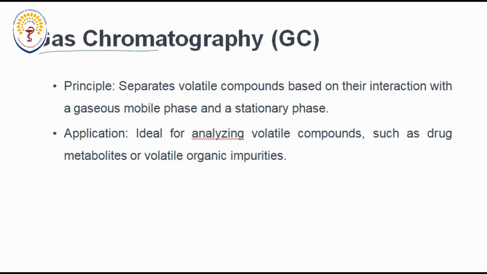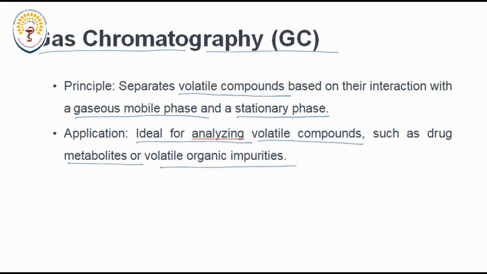Now gas chromatography is also a modern technique. It is basically used for the volatile compounds. The basic principle of separation is the same. There is a stationary phase in which the compound is kept, and there is a gaseous mobile phase. The gas is passed through the stationary phase and it will carry away all the volatile components. So it is ideal for analyzing volatile compounds like drug metabolites or volatile organic impurities.